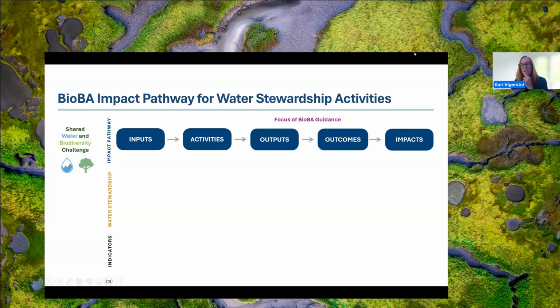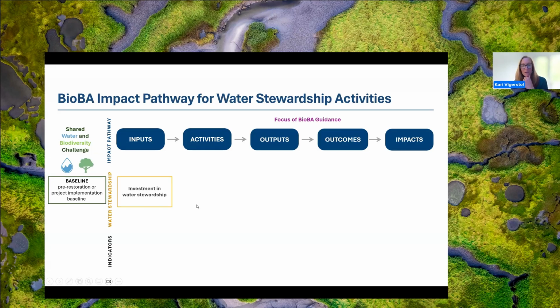So we think about the kinds of benefits from these projects by using this impact pathway, where we're going from the inputs, how the investments are made, to activities, outputs, outcomes, and impacts. And the focus of the BIOBA Guide is in this output and outcome space. So from the biodiversity lens, we look at this baseline of what the status of biodiversity might be before a project is implemented.